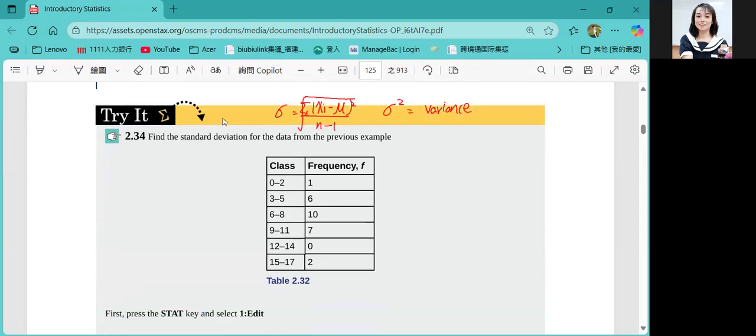So let's see about this one. Find the standard deviation for the data from the previous example. The classes are 0, 2, 3, 5, 6, 8, 9, 11, 12, 14. What's the example?